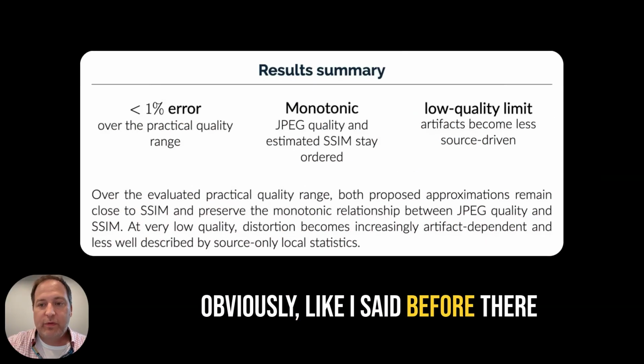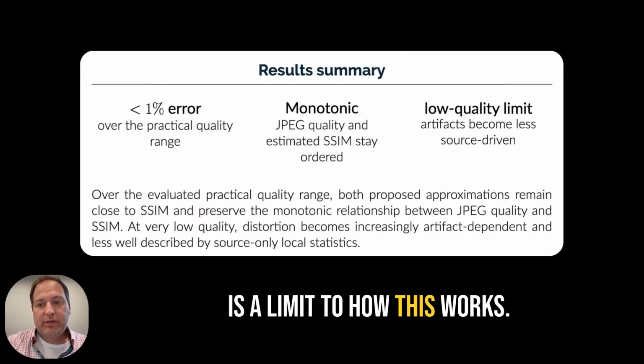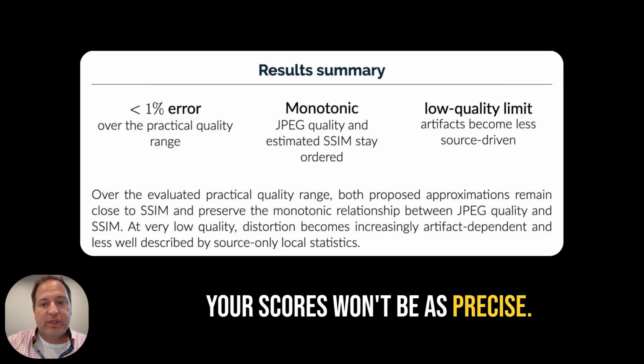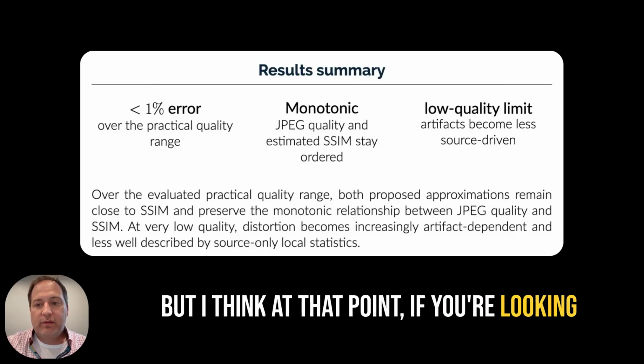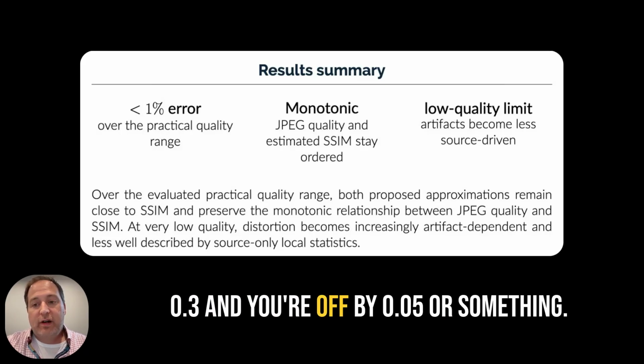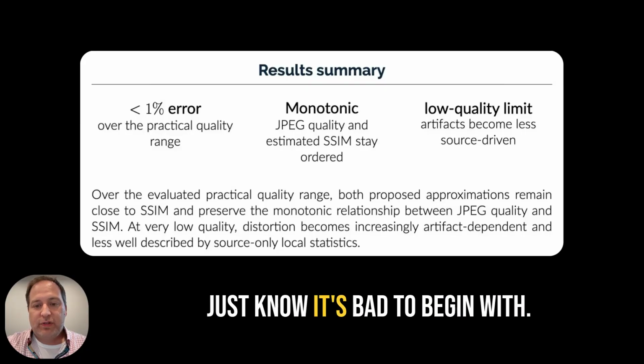Obviously, like I said before, there is a limit to how this works. So if you're going into these very, very low quality JPEG images, then obviously your scores won't be as precise. But I think at that point, if you're looking at a very low SSIM score, so if you have 0.3 and you're off by 0.05 or something, it's really not that bad because we just know it's bad to begin with.